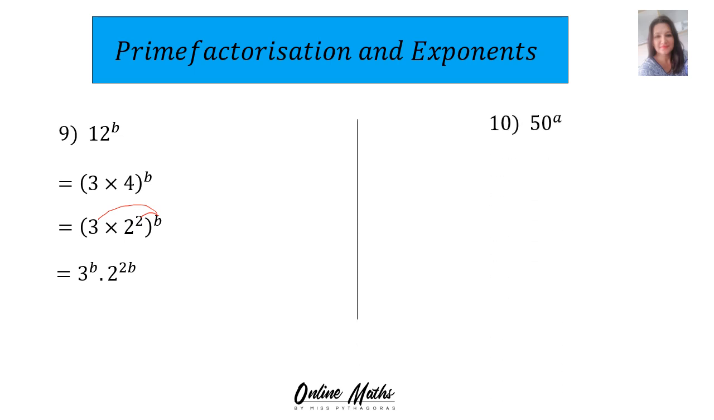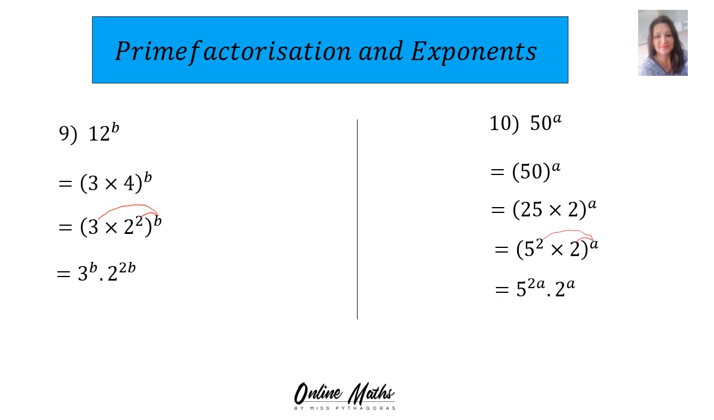When I give you 50 to the a, 50 in prime factors will be 25 times 2 raised to the a inside a bracket. But 25 is not a prime number. 25 is the same as 5 squared times 2 raised to the a. So then you will take the a there, and it becomes 5 to the 2a times 2 to the a.